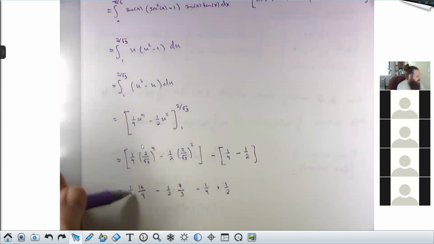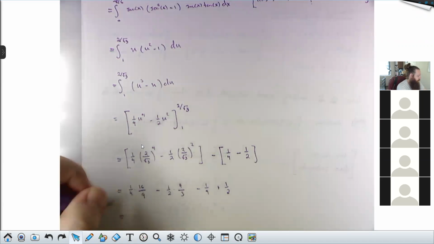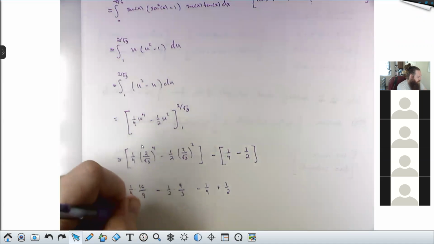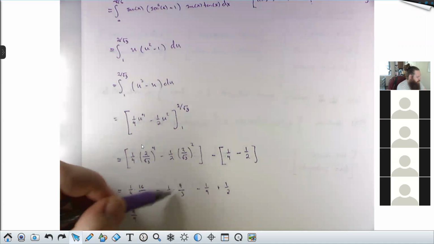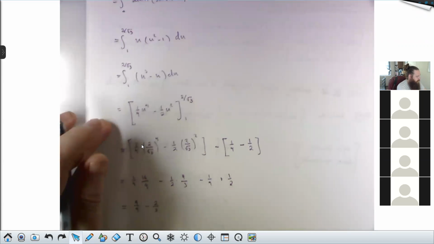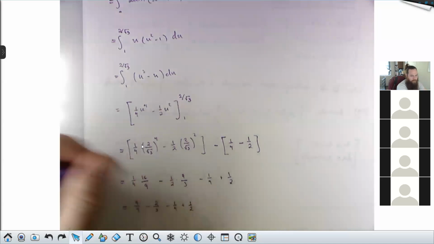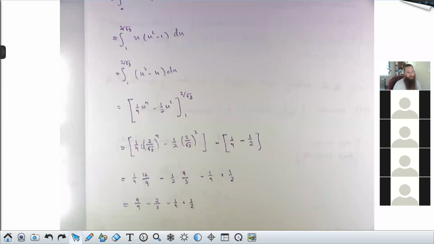Here, the 16 and the 4 can interact. Here, the 4 and the 2 can interact. 16 divided by 4 is 4, so this is 4/9. 4 divided by 2 is 2, so this is minus 2/3. And then you've got your minus 1/4 and your plus 1/2. It's not really worth our time to grind out this arithmetic. We can if we want to. So 1/4 is negative 2/2. So these two pieces here would be negative 2 over 2 plus 1 over 2, which is negative 1 over 2.